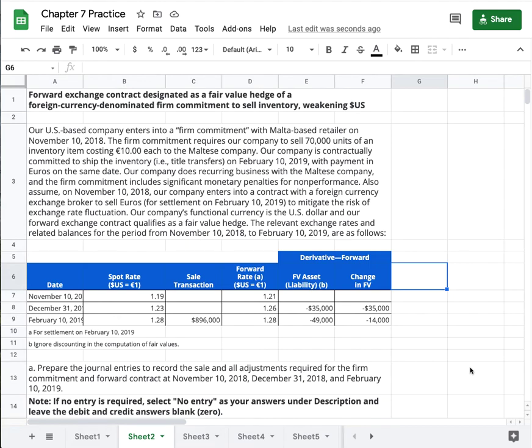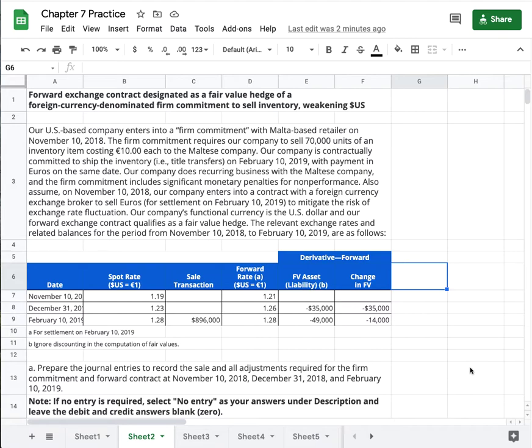Looking at a forward exchange contract designated as a fair value hedge of a foreign currency denominated firm commitment to sell inventory. Our US-based company enters into a firm commitment with a Malta-based retailer on November 10, 2018. The firm commitment requires our company to sell 70,000 units of an inventory item costing €10 each to the Maltese company. Our company is contractually committed to ship the inventory, i.e. title transfers, on February 10, 2019, with payment in euros on the same date.